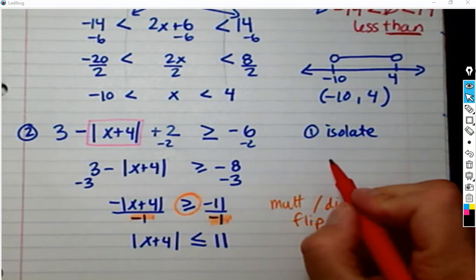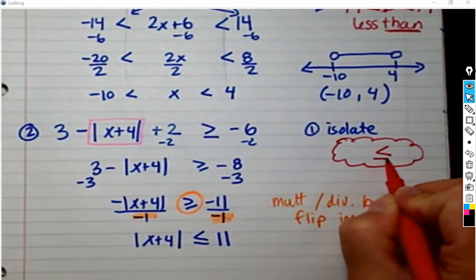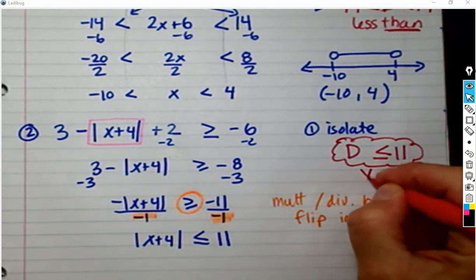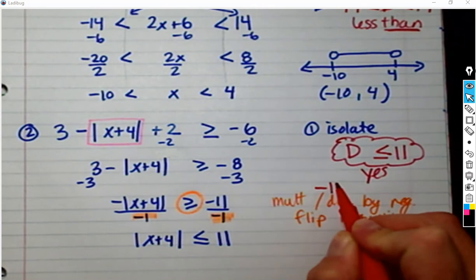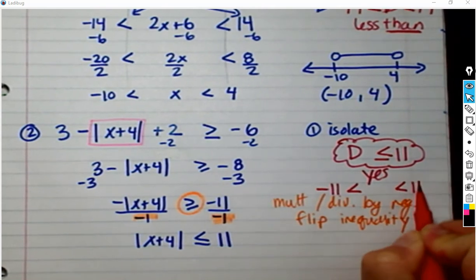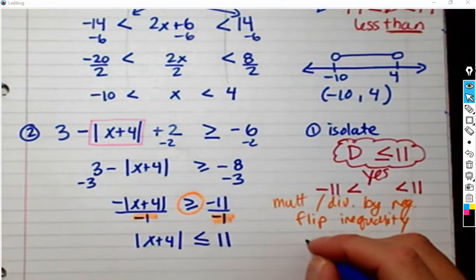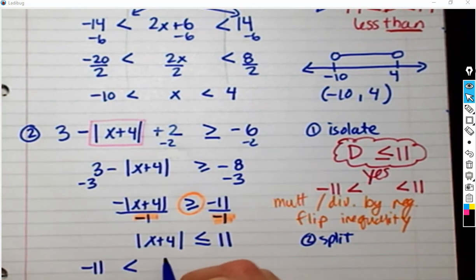I gotta think about what's happening. I have less than 11. Okay, can your distance be less than 11? Yes, it can. Conclusion, it has to be between negative 11 and positive 11 because it's the less than. Okay, so now we're going to split and solve. So negative 11.